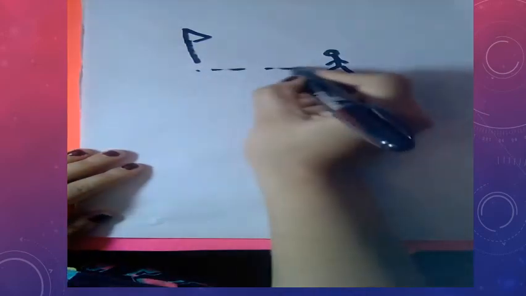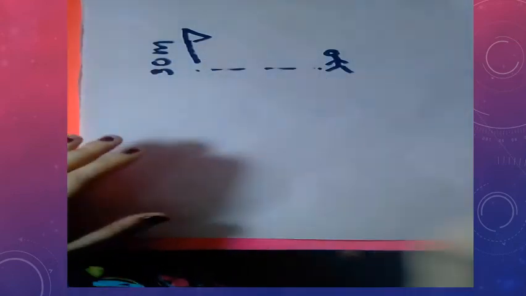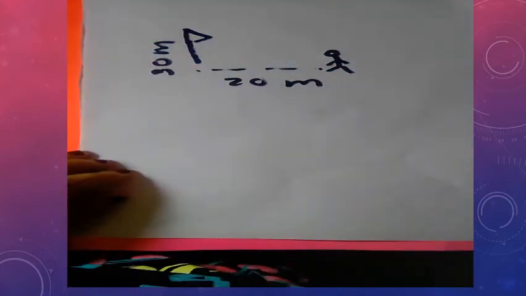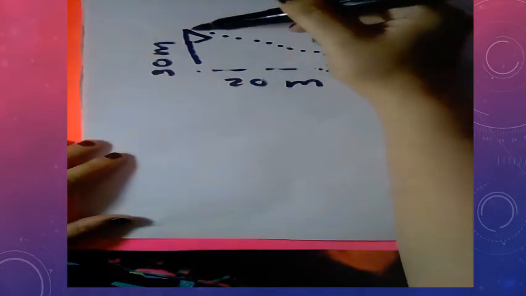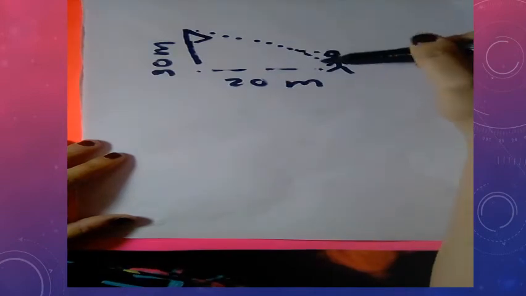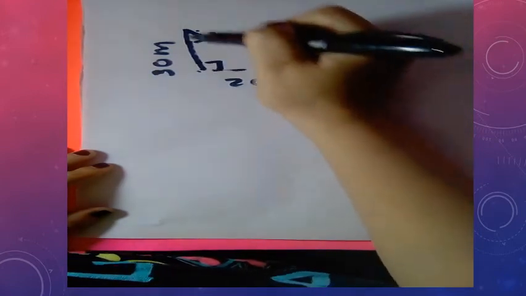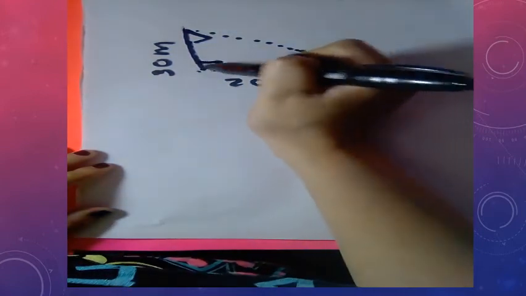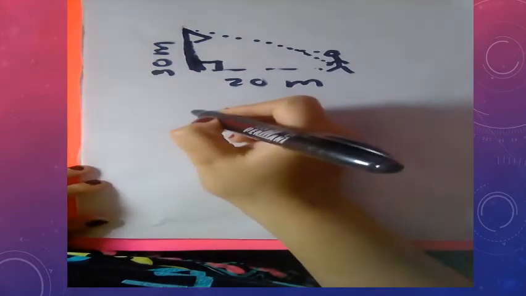Our next example, we've got a flagpole and somebody standing at a distance from the flagpole. The length of the flagpole is 30 meters and the distance between the flagpole and the person is 20 meters. Using the theorem of Pythagoras, you are required to calculate the distance between the top of the flagpole and the person. So firstly, we know that our 90 degrees will be there because the flagpole is hitting the ground at 90 degrees, as it is obviously a straight flagpole. Let's look at the solution.